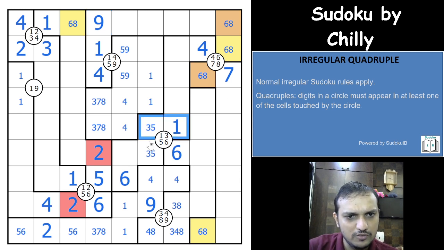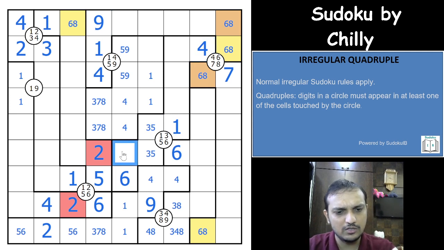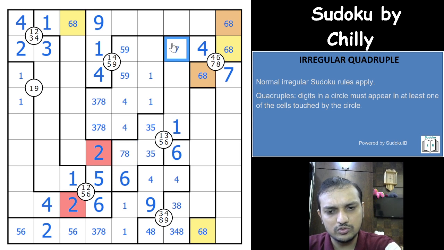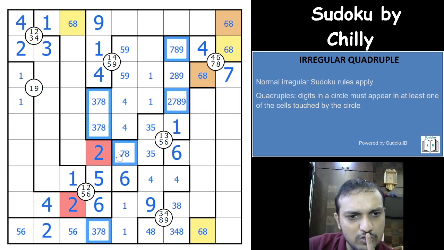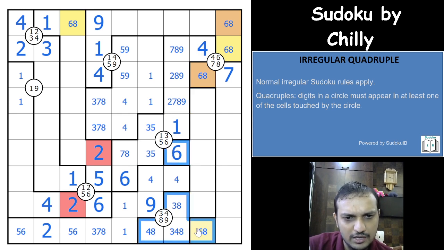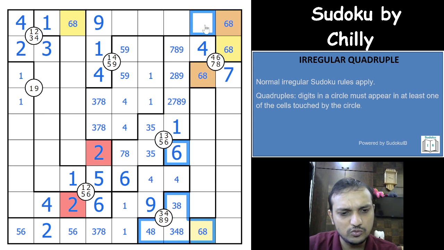So you have 1 3 5 6 4 2 7 8 and 9. 9 cannot be here, 2 cannot be here, 7 and 8. 2 7 8 9, 7 2 8 and 9, 2 7 8 9, right? So because of the 7 8, 2 and 9 would have to be in one of these three cells, right? 2 is in one of these two cells. Okay, 3 4 6 and 8, 6 and 8 is done, 4 is done, this would have to be 3.